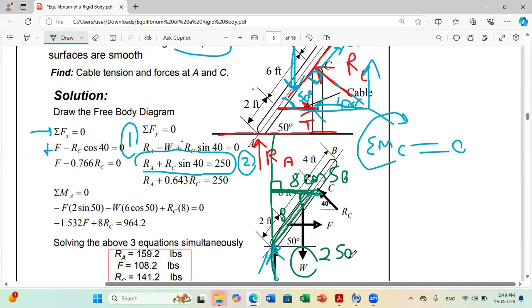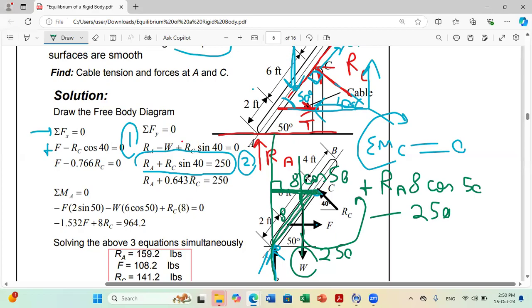So you have plus the moment of RA, which is RA times the distance, 8 cosine 50. Now the weight is known. If you look at your figure, the weight is doing a moment in the counterclockwise direction about C. So you put minus the weight, which is 250, times which distance? Same method: you elongate the line of action of the weight and you draw the perpendicular. This is the perpendicular distance.